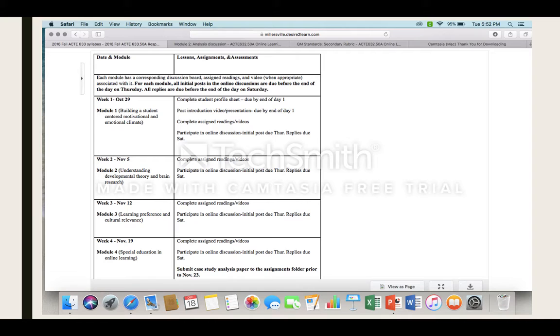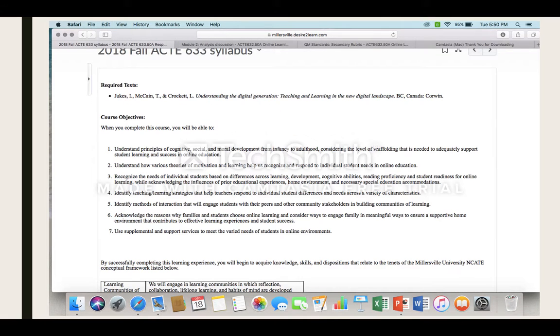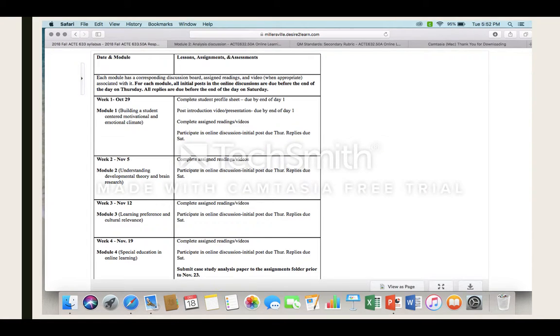So as you can see here, here's a little breakdown of the weekly modules. Like I said, right here, special education and online learning. One of our objectives was to make sure that we knew how to work with students that had special needs and accommodations. So as you can see just from this breakdown, the professor definitely matched her modules to the learning and course objectives. Again, here understanding the developmental theory and brain research. If I go back here, the first objective was to understand principles of cognitive, social, and moral development. So you can really see how the objectives and the assignments correlated.